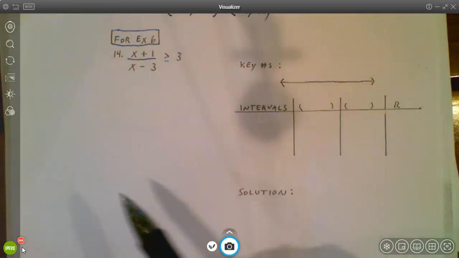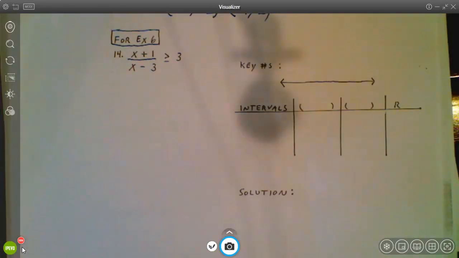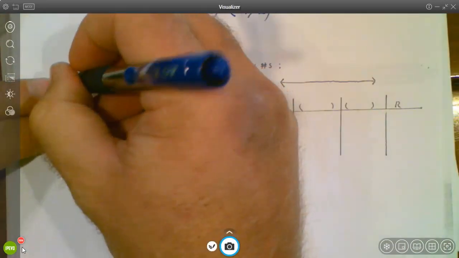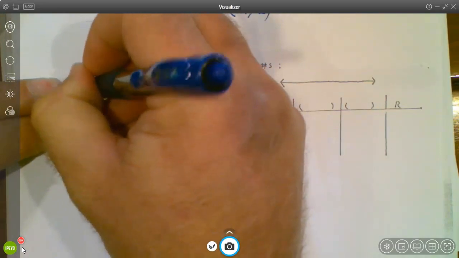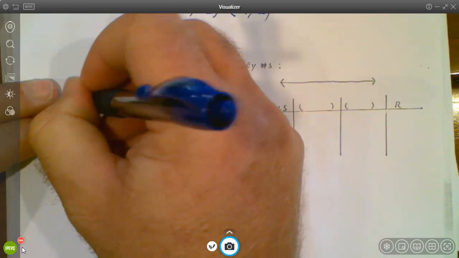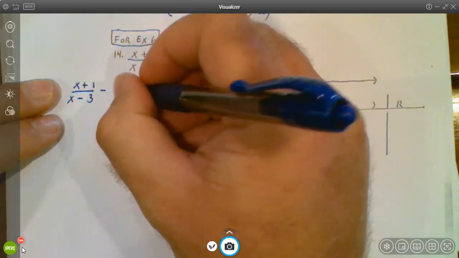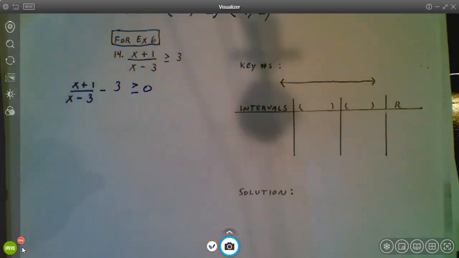So first things first, remember the 2 conditions we want. I need this thing being compared to 0. So I want to subtract that 3 over to the left. So I'm going to be looking at x plus 1 over x minus 3 minus 3 is greater than or equal to 0. So that was the first condition.